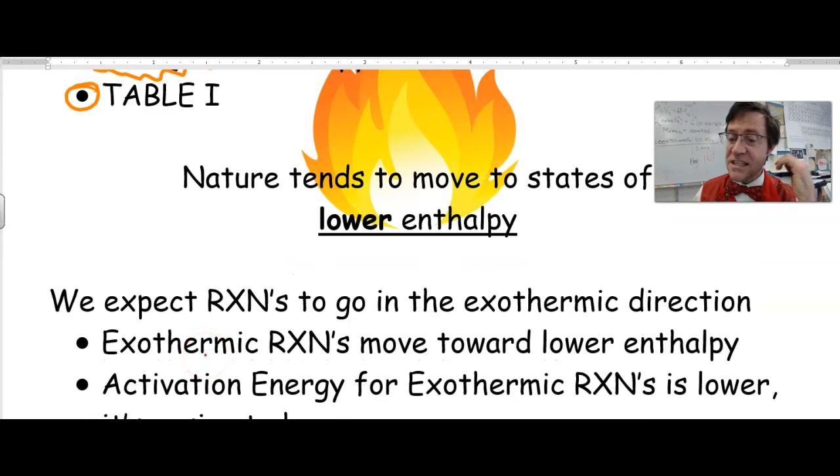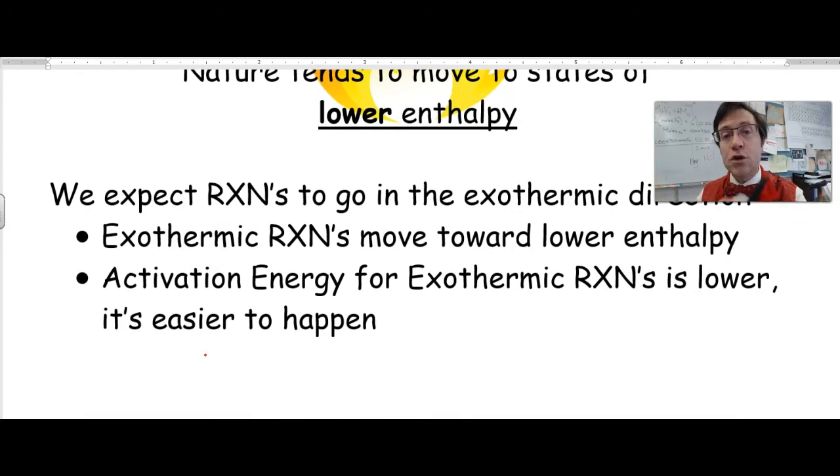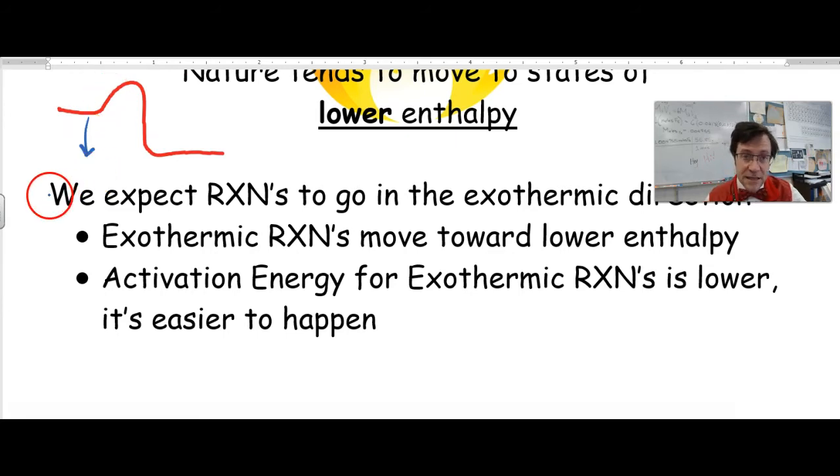So we also expect things to go in this exothermic direction, in other words, losing energy, because exothermic, if you remember, goes like that. So the overall energy drops. We expect it to go into a lower energy because it's moving towards a lower enthalpy, or heat energy. It's losing energy, so it's becoming more stable. It's getting rid of energy, and it lands in a slightly more stable, less energetic state.